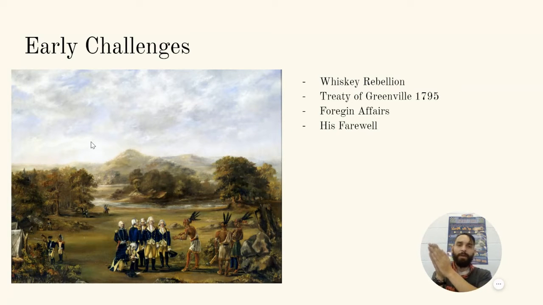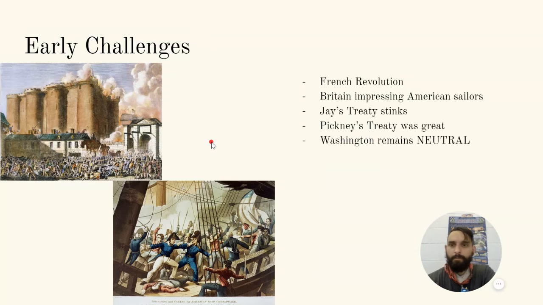Some like France, some hate France, some like Britain, some hate Britain, and so forth. In his farewell address, he talked about the dangers of political parties. He said, "Don't form political parties." Well, that's just a summary of it, but he called them factions. But these political parties will still emerge, and we see that in his cabinet.